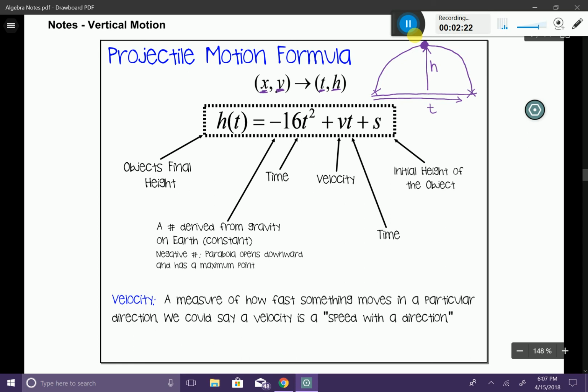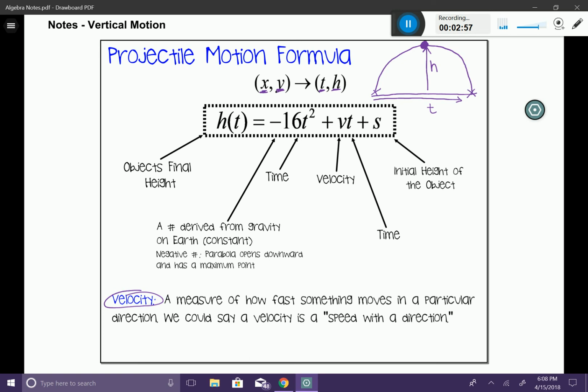Okay, continuing on with the formula. Both of the t's in our formula represent time, like we talked about. Then we have this letter v. V is for velocity. Velocity is a measure of how fast something moves in a particular direction. We could say the velocity is a speed with a direction. For right now, we just need to acknowledge that we have a velocity number and be able to plug it into the appropriate location of the formula. The last variable is the s. The s represents the initial height of the object. So wherever the object begins is going to be our s.